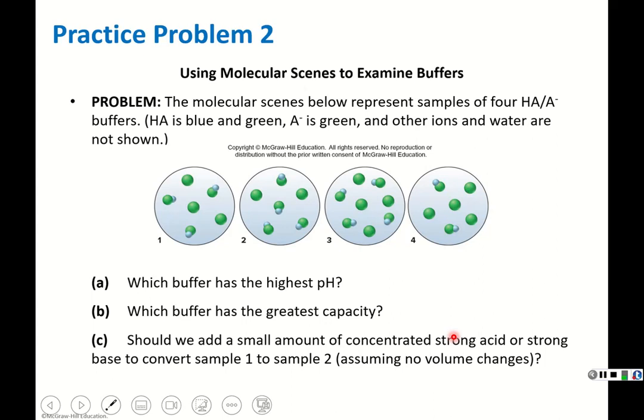So let's try a graphical problem here. You have 4 molecular scenes, and they represent different concentrations of your weak acid conjugate base buffer systems. Which buffer has the highest pH? Which buffer has the greatest capacity? Should we add a small amount of concentrated strong acid or strong base to convert sample 1 to sample 2, assuming no volume changes?